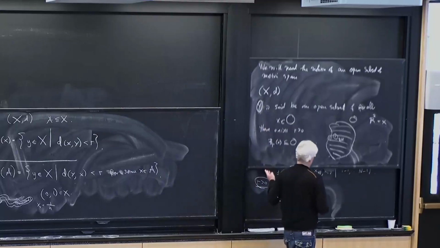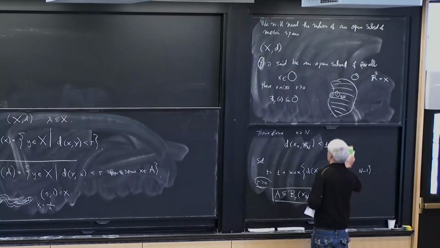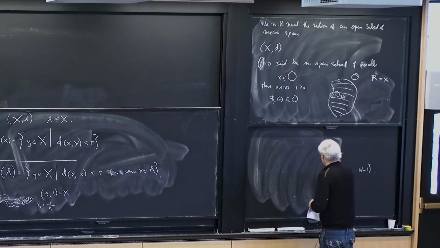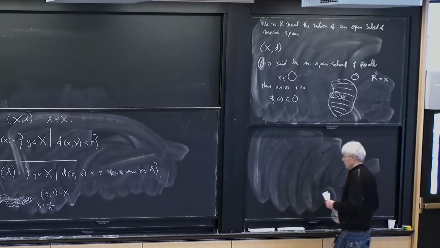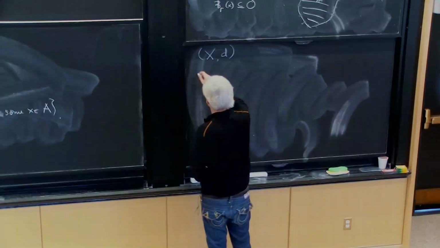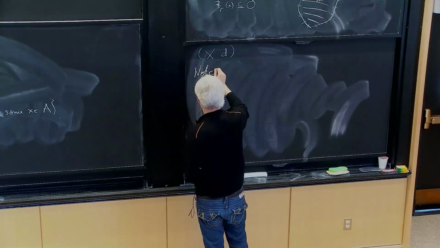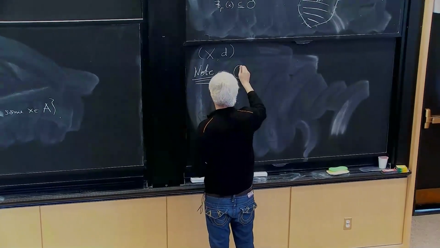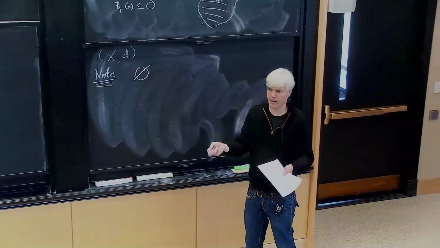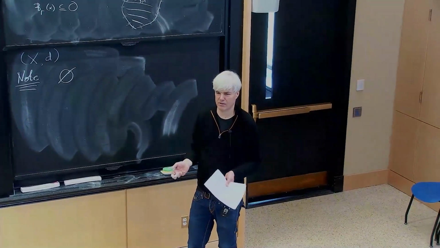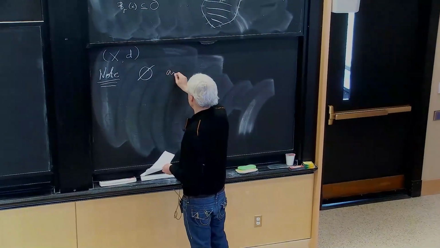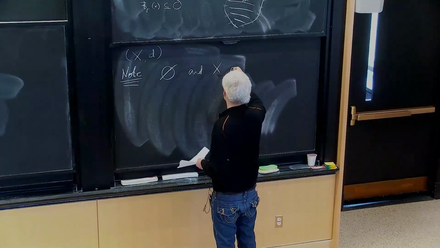And the first thing that you observe with this definition is that there are always two open subsets. So note that for the empty set, there's no condition. It says for all elements in the set, but there is no element, so there's nothing to be satisfied. So the empty set and all of X are open subsets.